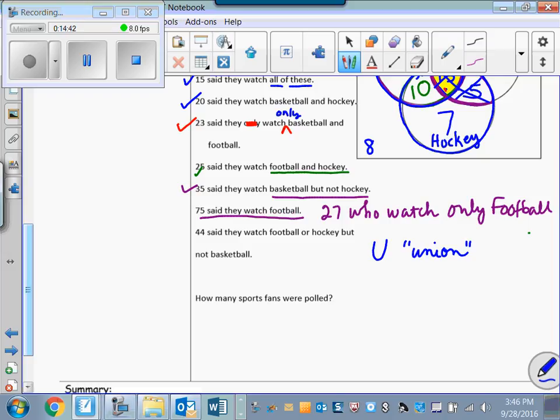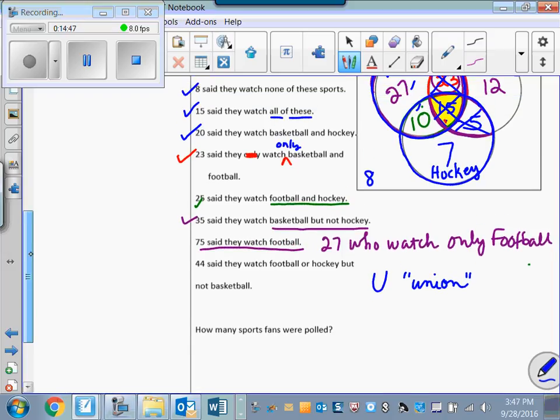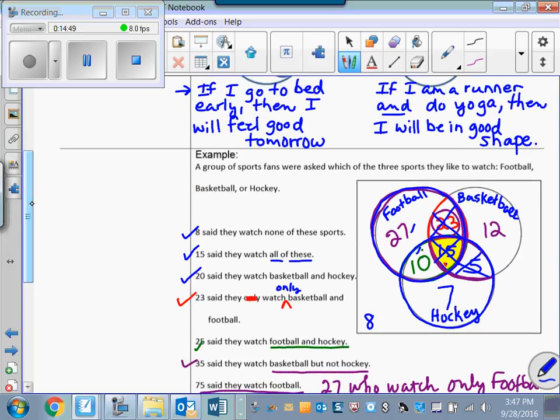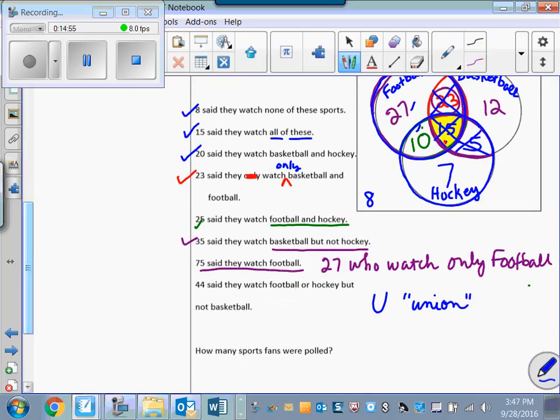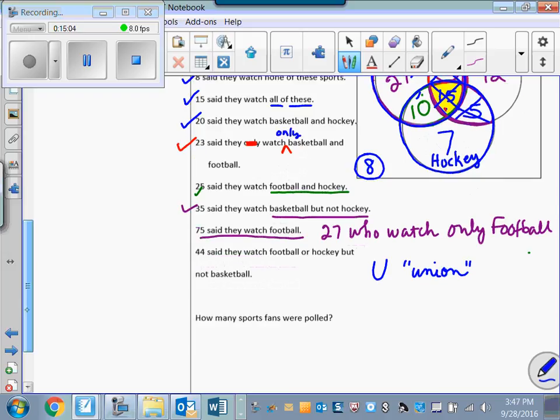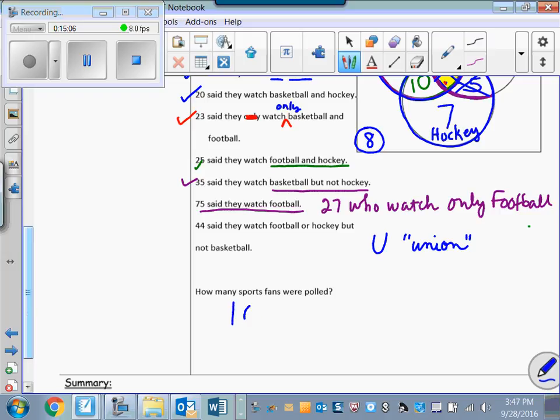And then that's not even the question. What is the question? The question is, how many sports fans did I poll? Because if you look here, a group of sports fans were asked, what sports do they like? How many did I poll? Well, I have to add up all the numbers inside of my circles, and then I have to add the 8. Don't forget to add the 8 people who don't watch anything. And when you add all that up, you get 107 people. 107 fans were polled, and now we know who watches what.